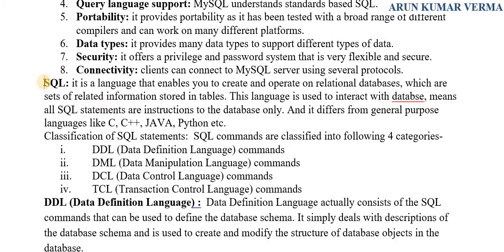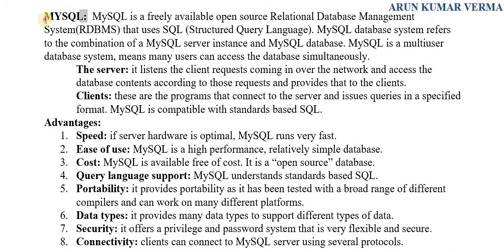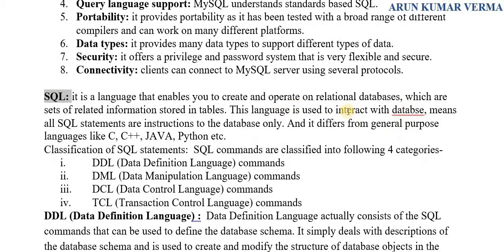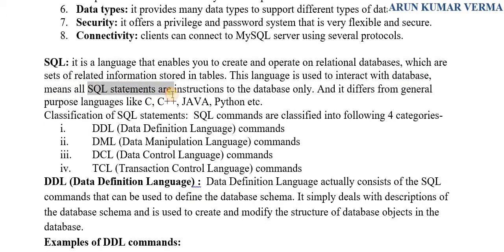So what is SQL? It is a language that enables you to create and operate relational databases. Basically, MySQL is the software and SQL is the language. Relational databases are sets of related information stored in tables. So what is a relational database? In a relational database, your data is stored in the form of tables. This language is used to interact with the database. All SQL statements are instructions to the database only. So in SQL, your statements and instructions are only for the database.